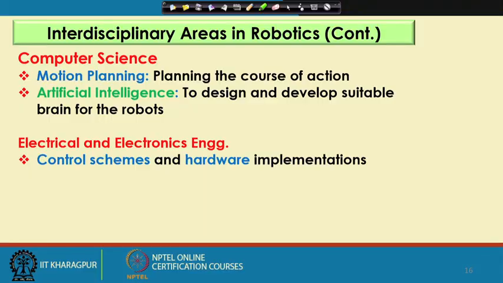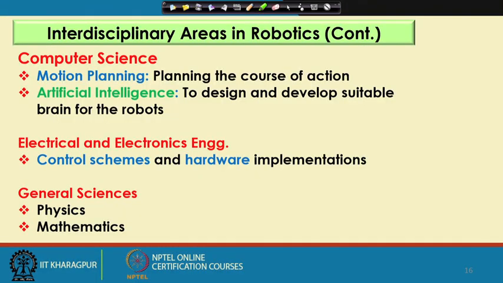Next comes the control scheme. Supposing that to perform a particular task my motion planning algorithm has given some decision which has to be executed. How to execute? At each robotic joint we use some motor, generally a DC motor, and to control these motors there should be a controller. So the robot should have one control architecture, and one control scheme has to be used to control this robot in a very efficient way.